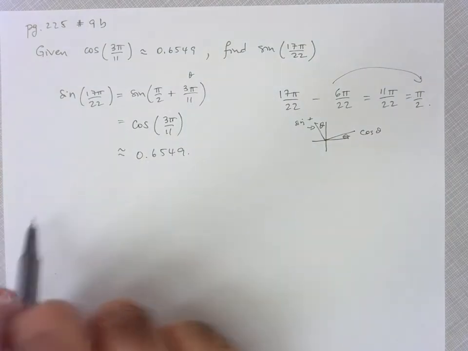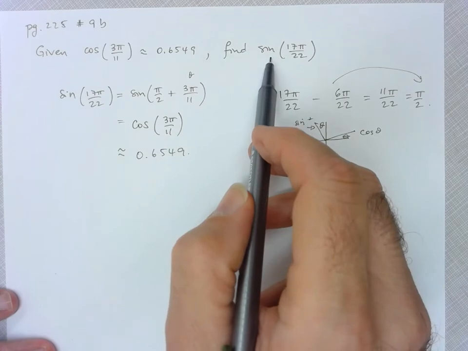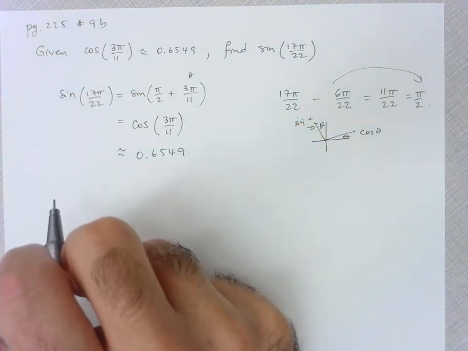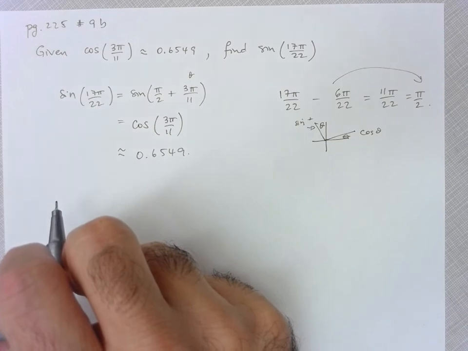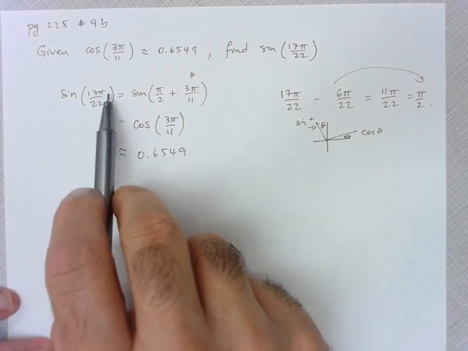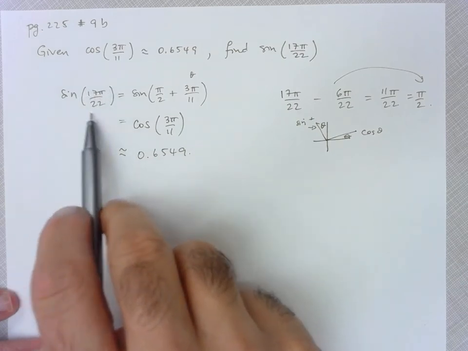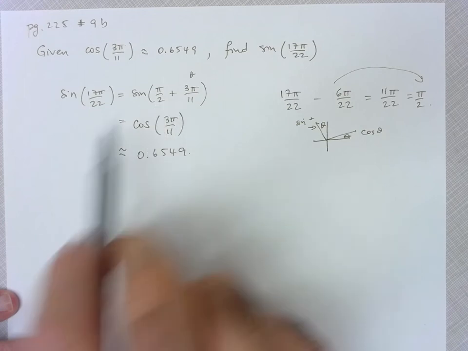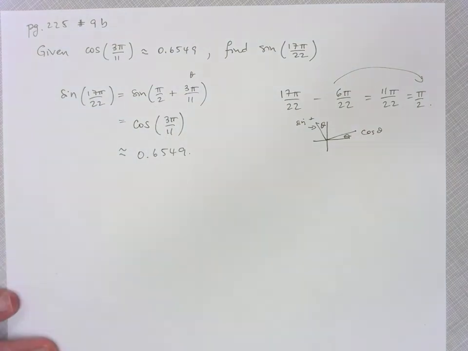Just to recap, as soon as you see this combination of sines and cosines, you should be thinking about using a cofunction identity. Then from here, it was just a matter of figuring out how you could rewrite 17 pi over 22 using 3 pi over 11. In this case, you could combine it with pi over 2. That's it for this one.